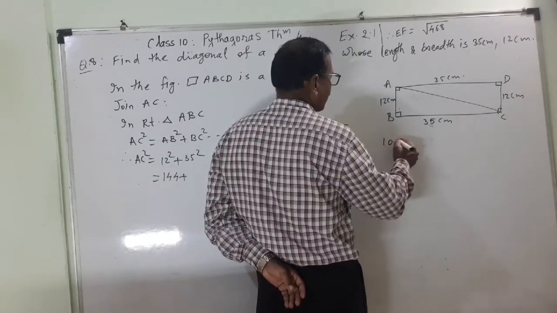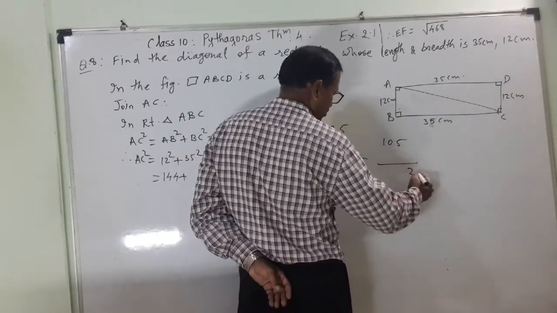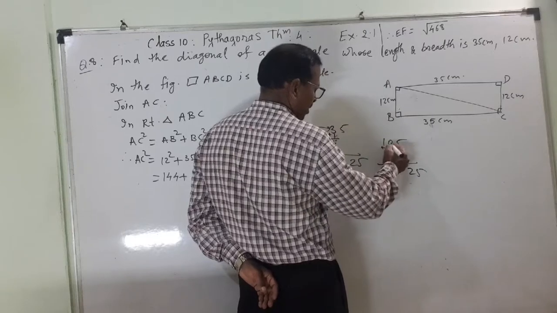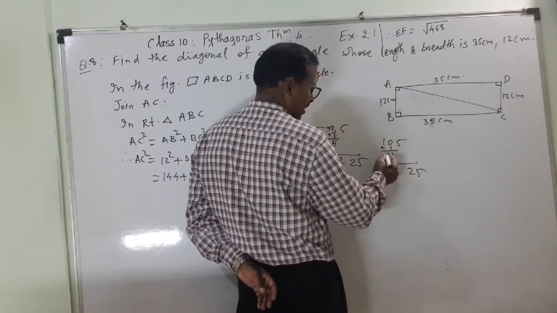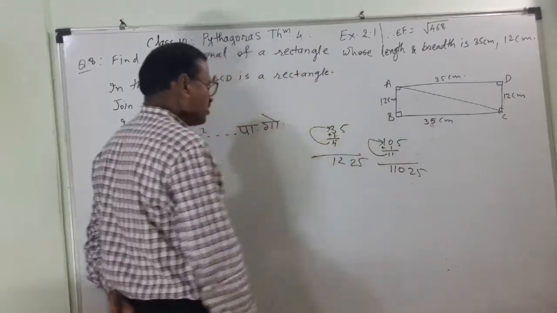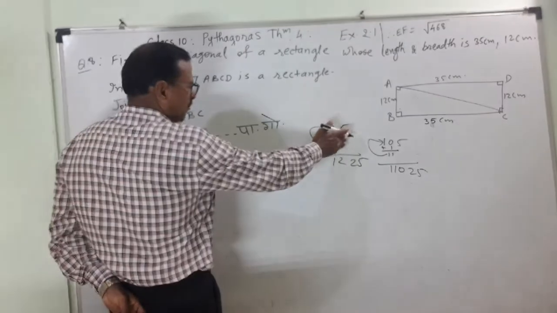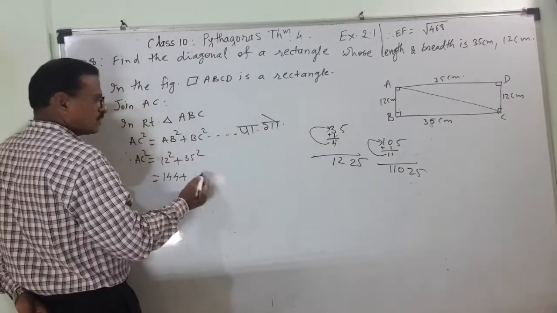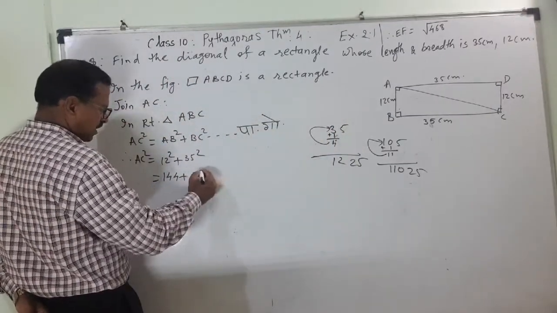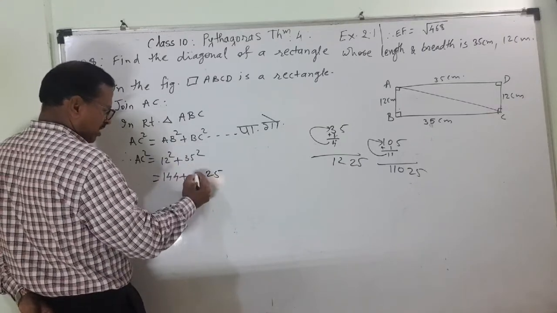Another example: suppose 105 square you have to find. The last digit is 5, so write 25. Add 1 to the 10, it will become 11. 11 into 10 will be 110. So this way you can find the squares having 5 as the last digit. So for this it will be 25, then 12, so 1225.